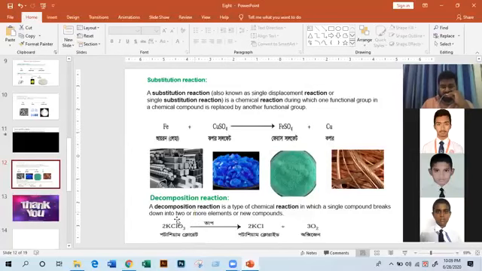Dekho, decomposition reaction. Sir, 1 minute er o kom shomoy ache sir. Jodi minute shesh hoye jay, amra ki abar ashbo? Shesh hoye jabe. A decomposition reaction is a type of chemical reaction in which a single compound breaks down into two or more.